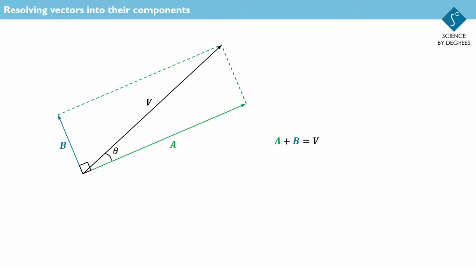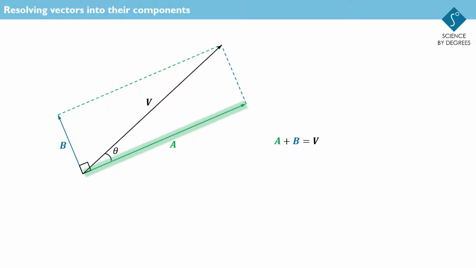Another way of saying this is that v can be split up into two vectors A and B that combined together have the same effect. We say that A and B are two components of v. How big are the vectors A and B? Well, their sizes are represented by the lengths of the arrows, and the arrow lengths are linked to the magnitude of v by the sine and cosine of the angle theta.